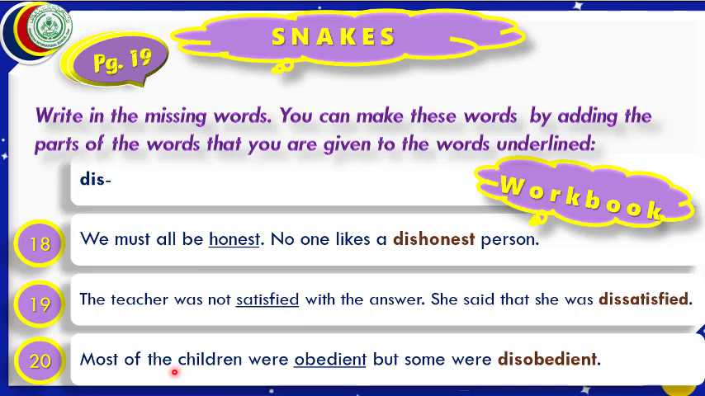Number 20 is: most of the children were obedient, but some were disobedient. How did we make this "disobedient"? We made it by joining this "dis" in the beginning of "obedient." Dear students, we have done the second page of our workbook.